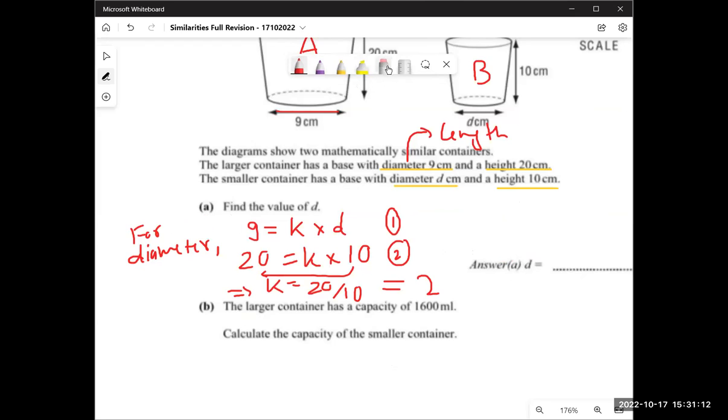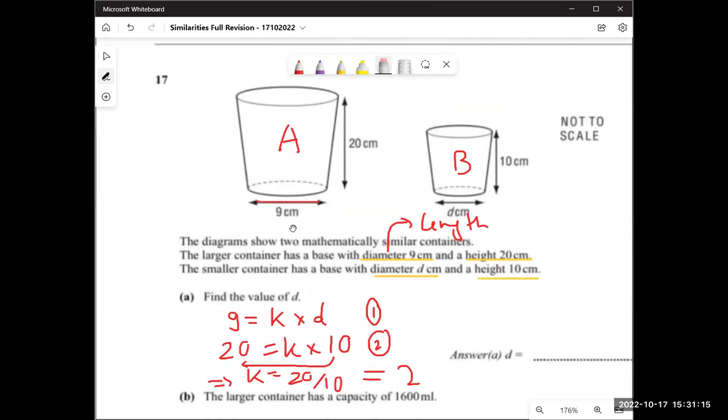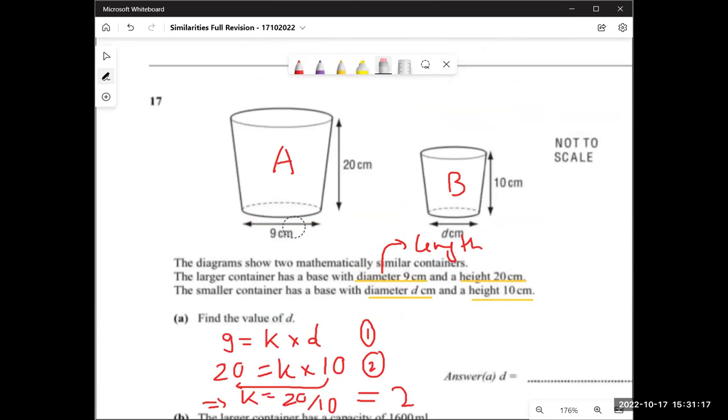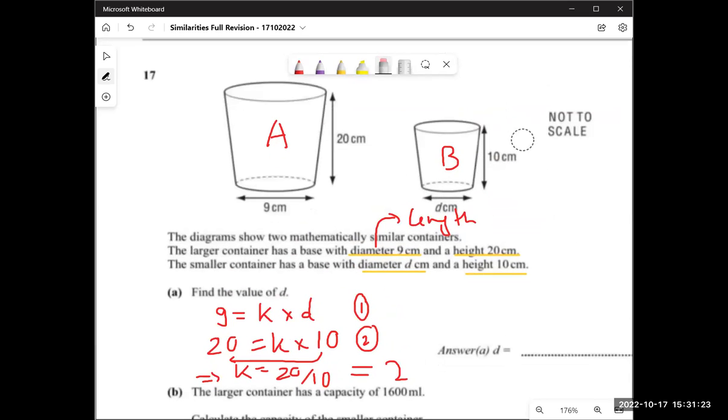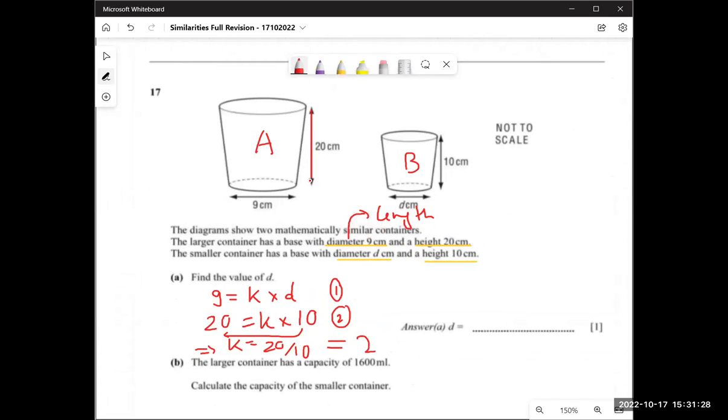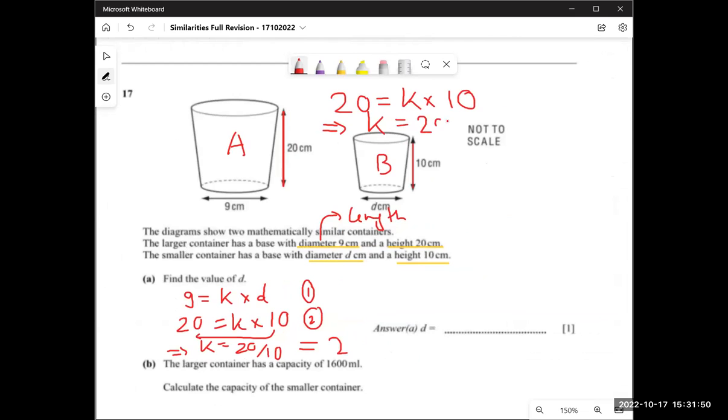Let's start with the first one. In the question, you have two similar shapes. You know the height of both shapes, but you don't know the diameter of one of them. So we'll use the height: the bigger one, 20, equals k times 10, the smaller one. This will help us find k. What is k, Luna? 20 divided by 10, that's 2.